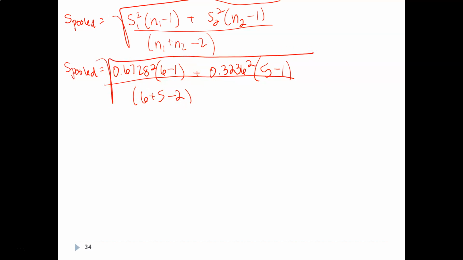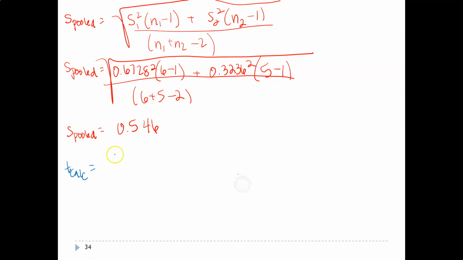So I didn't break this down into individual steps, but when I finished my math, the value that I got was 0.546. That's my S pooled. Okay. So I have my S pooled. Now I need to calculate my T value.